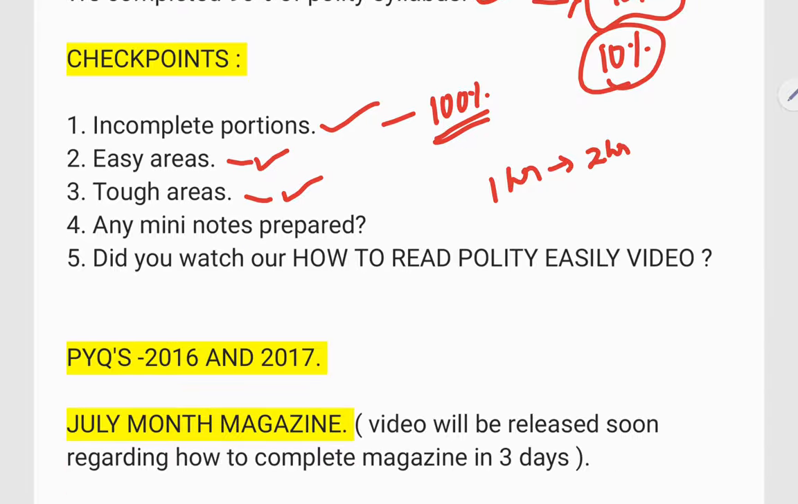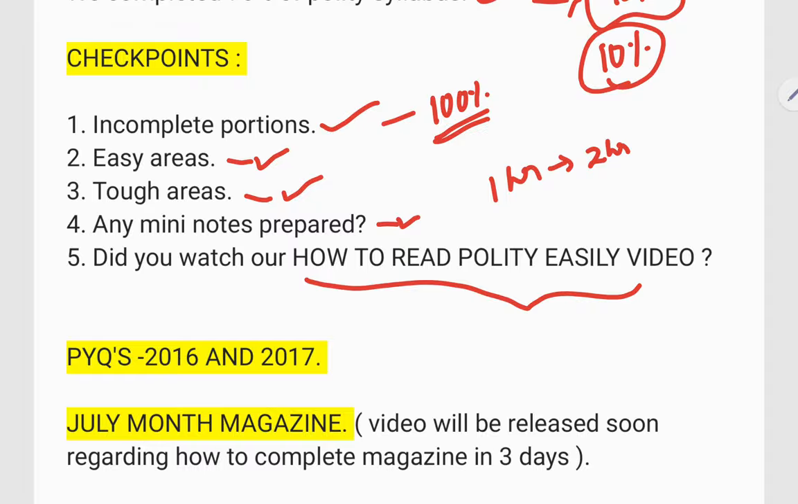Got it? And make sure whether you prepared any mini notes or not. If you watch our video on how to read polity easily, in that we specifically mention whether there is a necessity to prepare any mini notes. In my opinion, yes, absolutely it's necessary, but for a few chapters, because in order to revise it in one day, you have to have those mini notes.